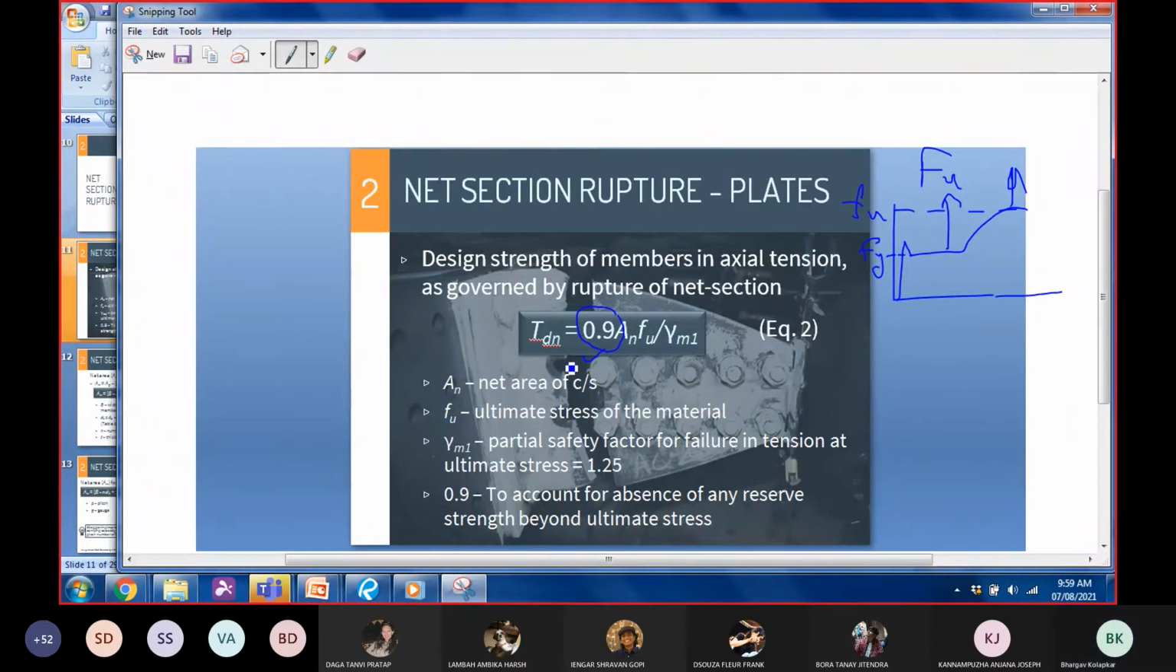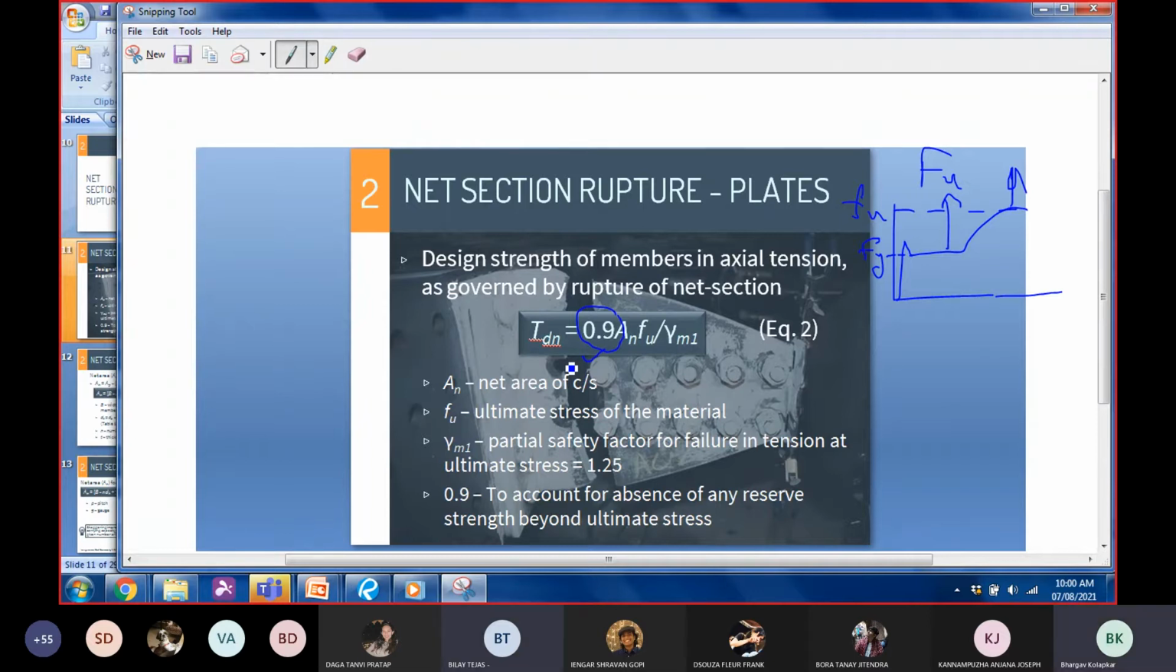Yeah. I had a doubt. Why are we taking Fu, like the ultimate stress? Why can't we take Fy? Because that is where the deformation of the material will start. So if you are taking that in the cross section yielding, then why not Fy even here?